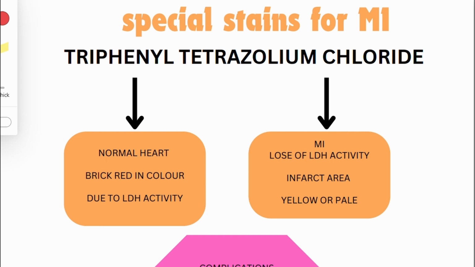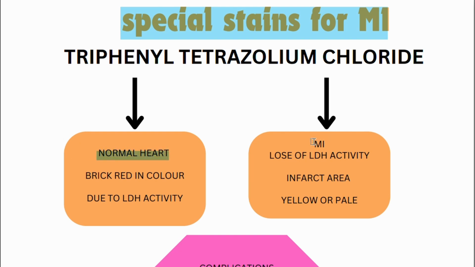So what do you mean by special stains? For example, I have given you a normal heart and a heart which is affected with myocardial infarction, and I told you to keep them in triphenyl tetrazolium chloride solution. If the heart becomes red in color, then it is a normal heart. If the heart becomes yellow or pale in color, then it is the heart affected by myocardial infarction.